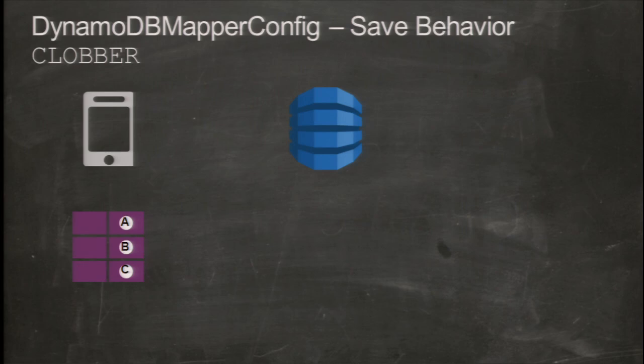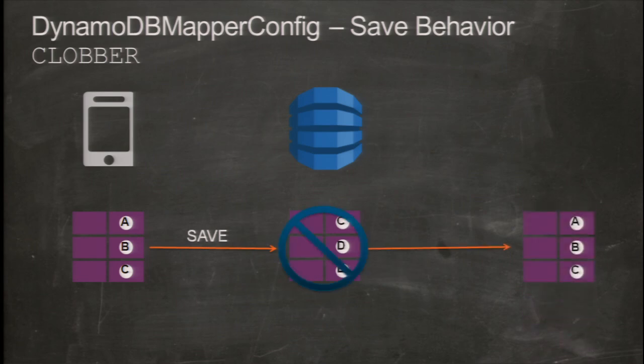If that's not what you would prefer, we also support clobber, which, again, as the name implies, does exactly what it says. So if we have A, B, and C, and we have C, D, and E inside of the DynamoDB table, we'll overwrite that data, and A, B, and C will be persisted inside of DynamoDB.